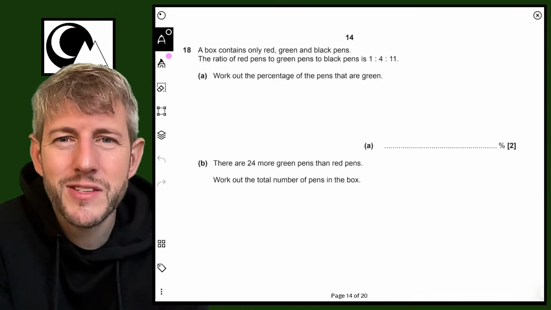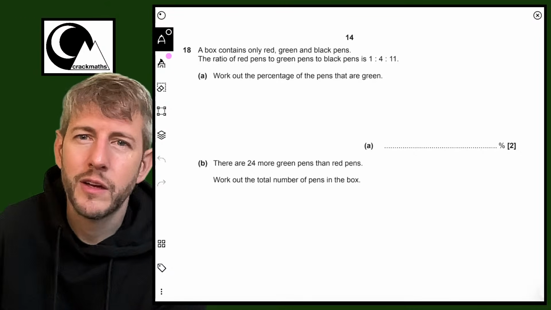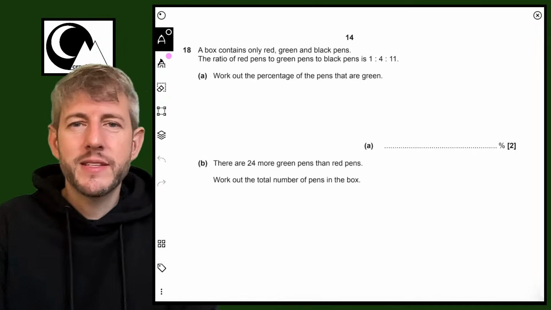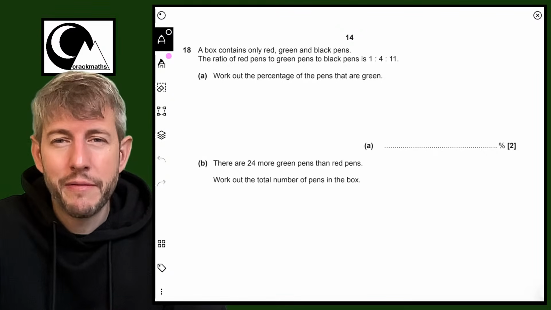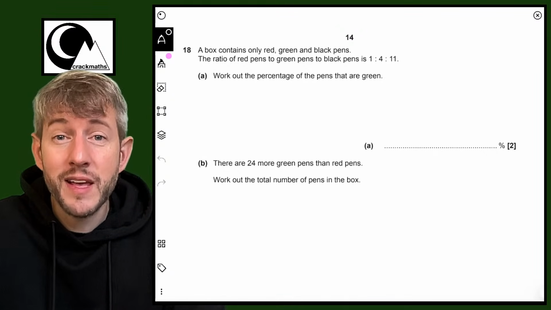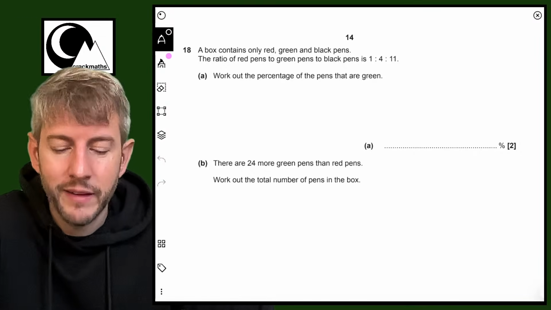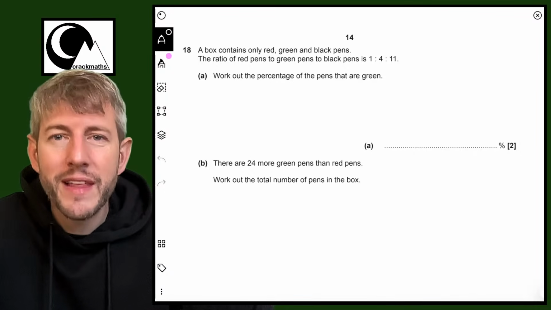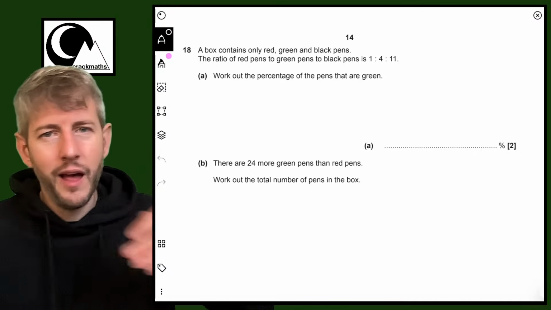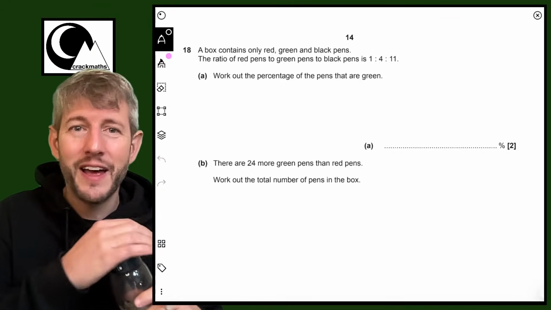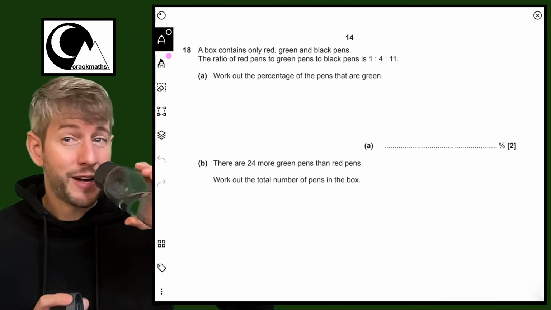Okay, so the next question here says, a box contains only red, green and black pens. The ratio of red pens to green pens to black pens is 1 to 4 to 11. Work out the percentage of the pens that are green. Okay, right, so we know that when there's 1 red pen, there's 4 green pens and 11 black pens. So what we need to do is add all those together and then sort these out as fractions.